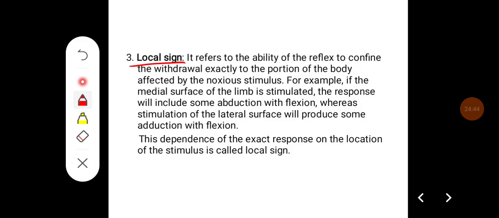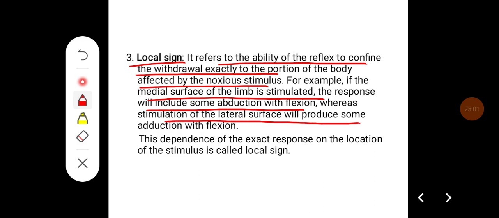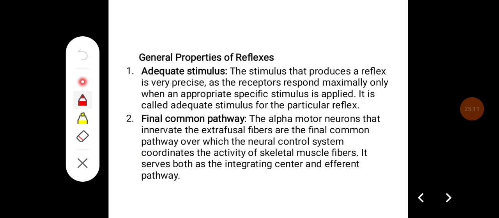Local sign. It refers to the ability of the reflex to confine the withdrawal exactly to the portion of the body affected by the noxious stimulus. For example, if the medial surface of the limb is stimulated, the response will include some abduction with flexion, whereas stimulation of the lateral surface will produce some adduction with flexion. This dependence of the exact response on the location of the stimulus is called local sign.